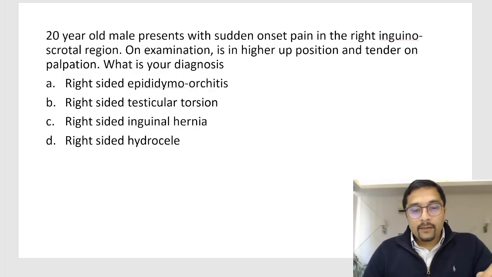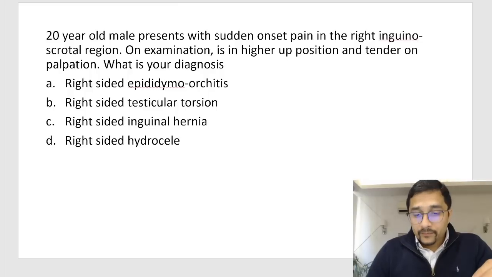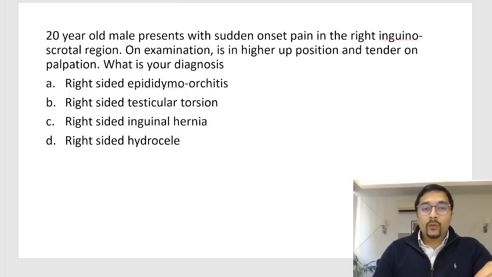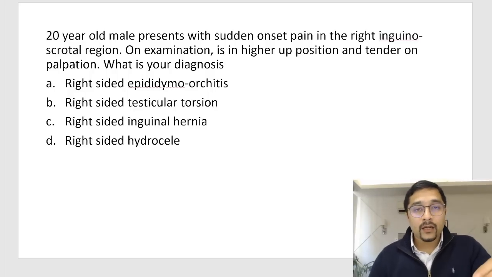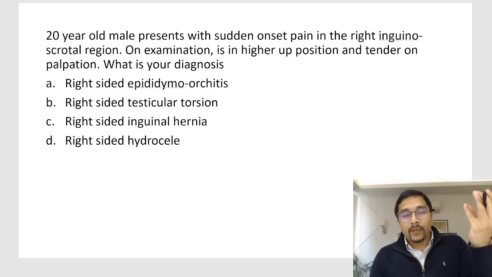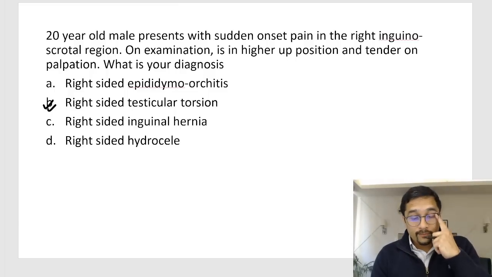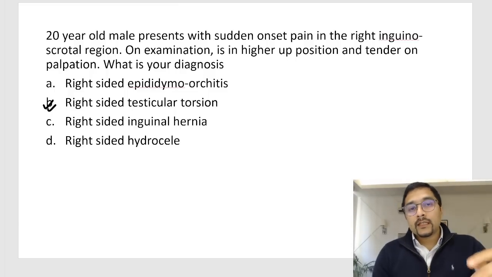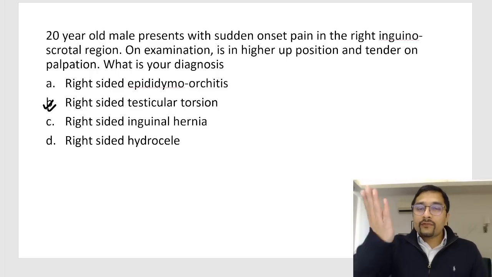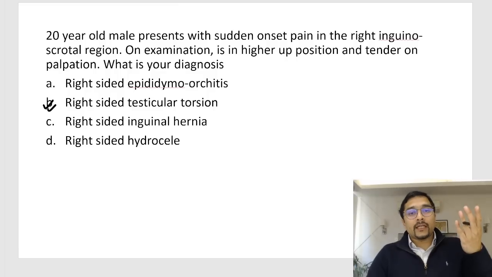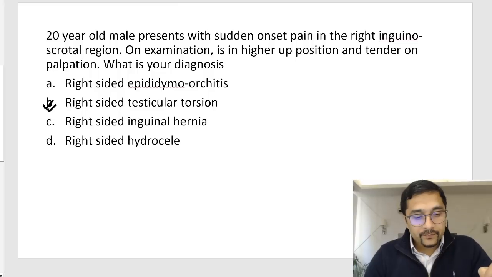A 20-year-old male presents with sudden onset pain in the right inguinoscrotal region. On examination, the right side is higher up in position and tender on palpation. What is your diagnosis? So you have a young male with sudden onset right inguinoscrotal pain. The testis is higher up in position and tender to touch. These are all signs of testicular torsion. Why isn't it epididymo-orchitis? Because if it was epididymo-orchitis, lifting of the testis would have reduced the pain, right? Whereas in torsion, if you lift up the testis, it increases the pain.